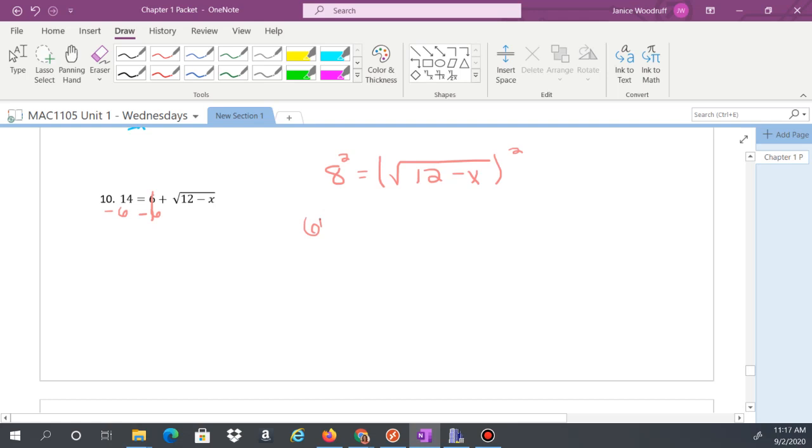8 squared is going to give me 64 equals 12 minus x. All right, we'll subtract 12. 64 minus 12 is going to give me 52 equals -x. Divide by -1. I'm getting -52 for my x. Let's go ahead and check it.